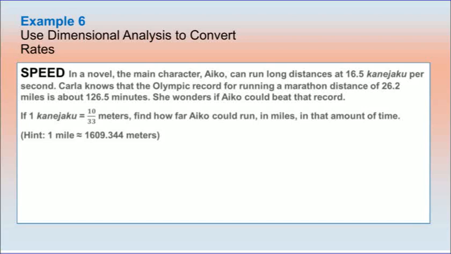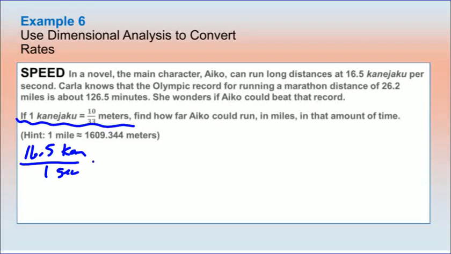Hint: 1 mile is 1,609.344 meters. So we're going to start off with 16.5 Kanajuku per second. I'm going to use CAN in 1 second. And we need to convert that. We know that there are 1 Kanajuku for 10 over 33 meters. So I'm going to have 10 over 33 meters over 1 Kanajuku, because the labels divide out.